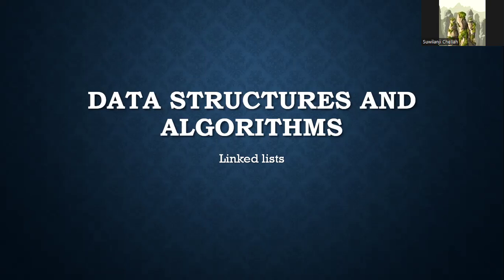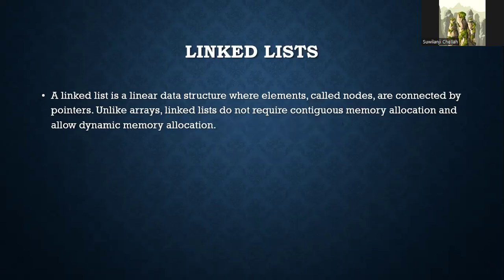Okay, so a linked list is not an algorithm. Okay, it can be implemented using an algorithm, but it's not particularly an algorithm, it's a data structure. Okay, so I don't want to confuse you. Let's begin. So linked lists are linear data structures where elements called nodes, this is a very important keyword, nodes are connected by pointers. Unlike arrays, linked lists do not require contiguous memory allocation and allow dynamic memory allocation.